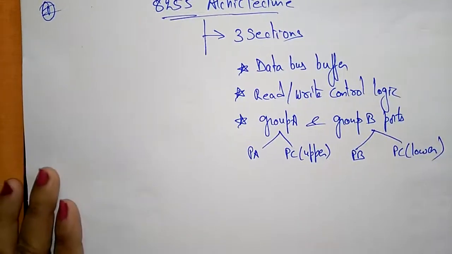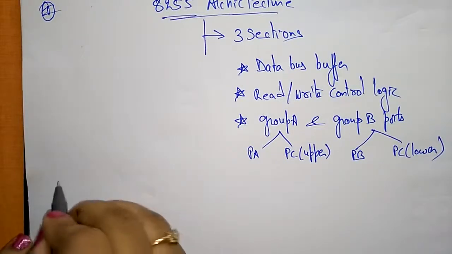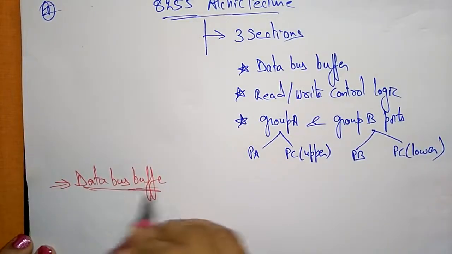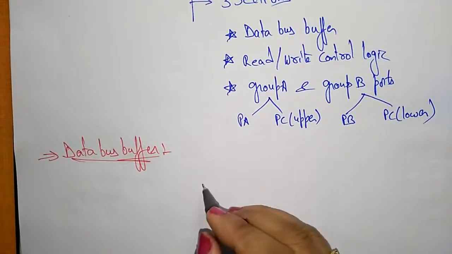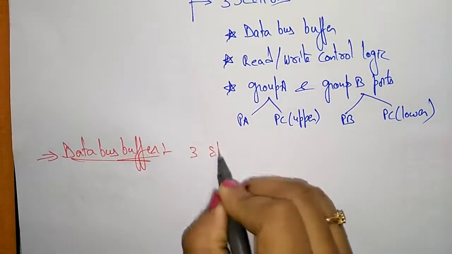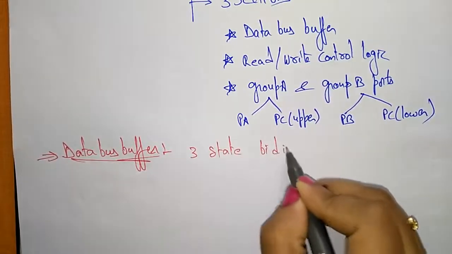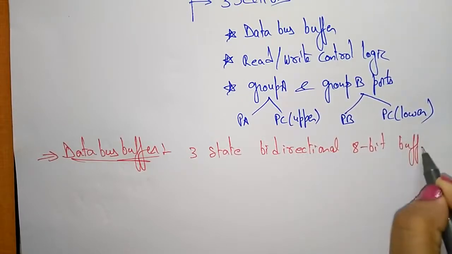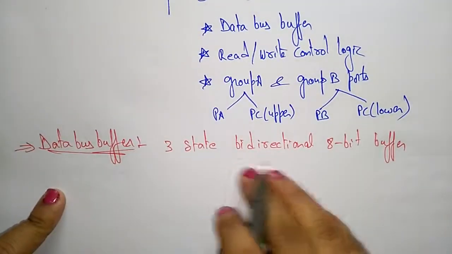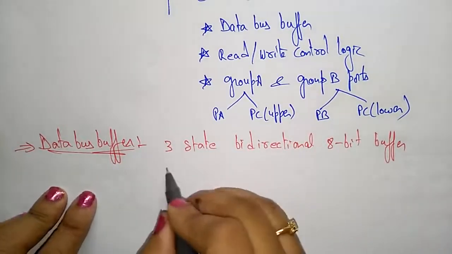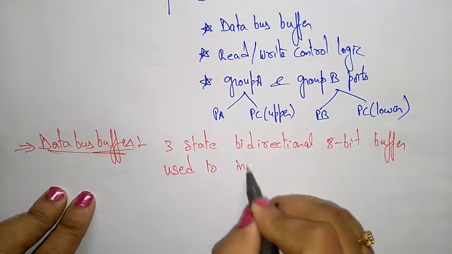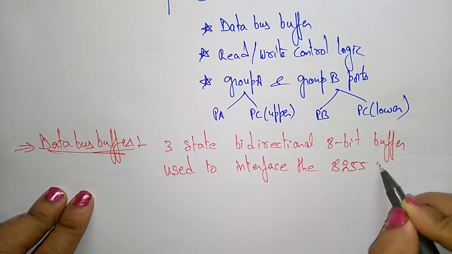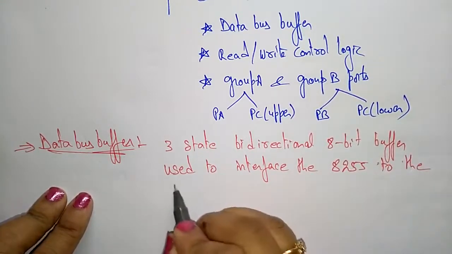Now let us see what this data bus buffer is. The data bus buffer is a 3-state bidirectional 8-bit buffer, which is used to interface the 8255 to the system bus.